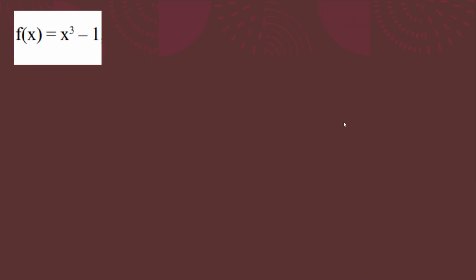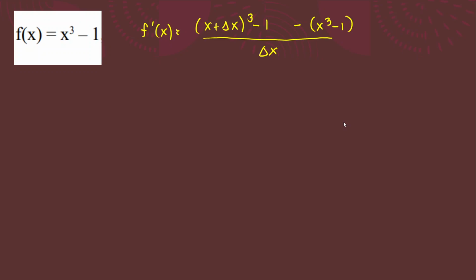So, paano naman to? What is the derivative of this function? Ganun ulit. The formula: f prime of x is equal to [(x plus delta x) cubed minus 1 minus the function itself, x cubed minus 1], all over delta x. Nakalimutan natin isulat yung limit.